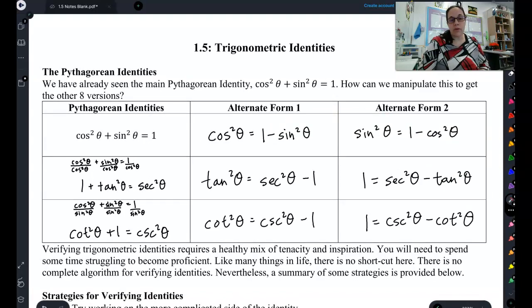Now, what we're going to be doing for the rest of this lesson is using all the identities we've learned so far, plus a healthy dose of algebra from our 1050 to prove identities, to verify identities. We will talk about the process for how that works and some tips and tricks to do it in the next video.